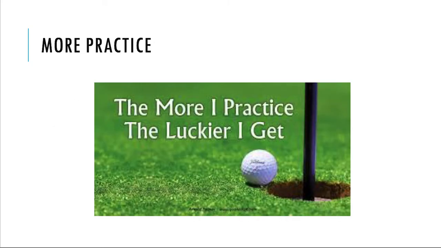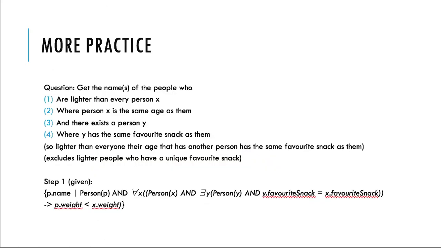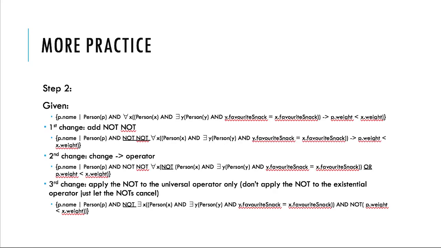Let's practice a little bit more, because we really want to make sure we understand this. Step 1. You can pause it here if you want to understand what this query is, but I wouldn't worry about it. Step 2. Again, that's what we're given from step 1 there. The first change, we add that not, right? The second change, we change the arrow operator. Not too bad, all right? And the third is that we apply the not.